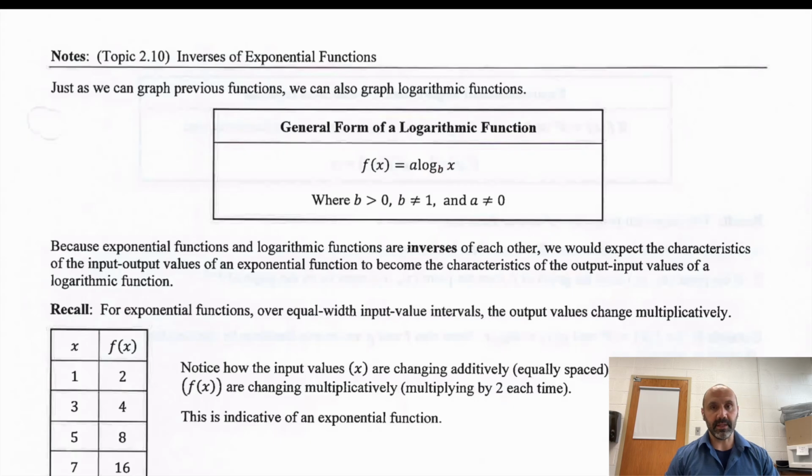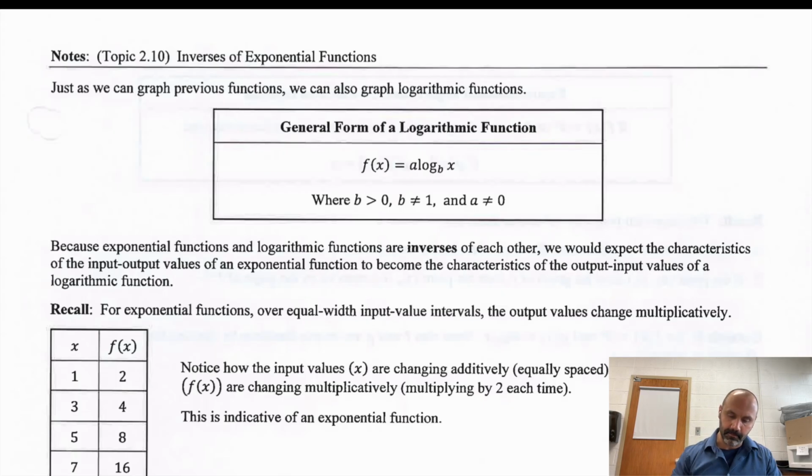the base. The base cannot be 1 because if that were the case, every exponent of 1 just creates a 1. So we would end up with many inputs for just the one output of 1. So we can't do that. And same thing, a can't be 0 because then no matter what we put in for x, we just keep getting 0 coming out. And that would be many inputs for one output, and that's not a function.